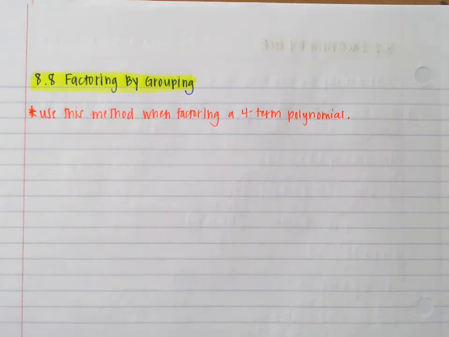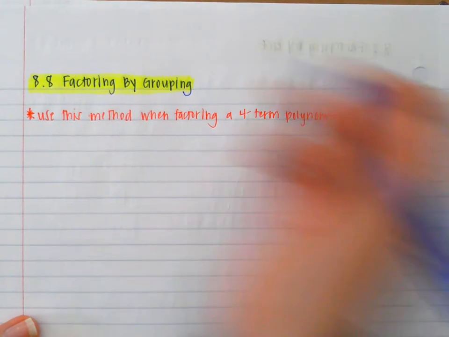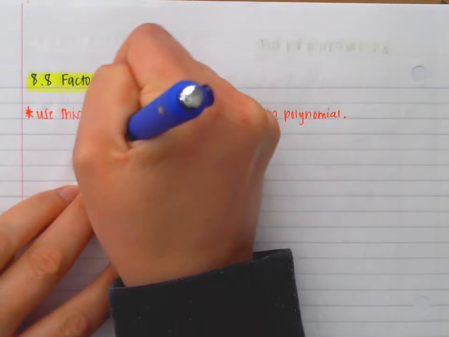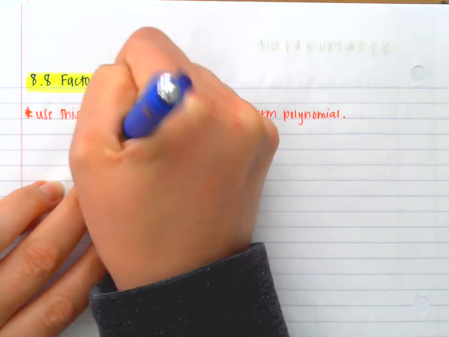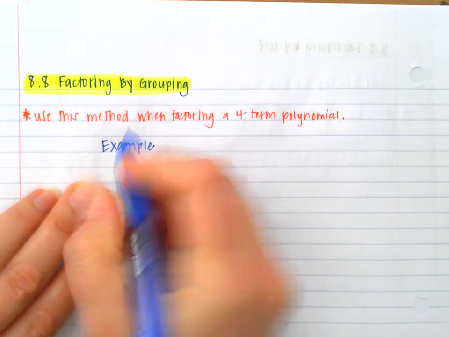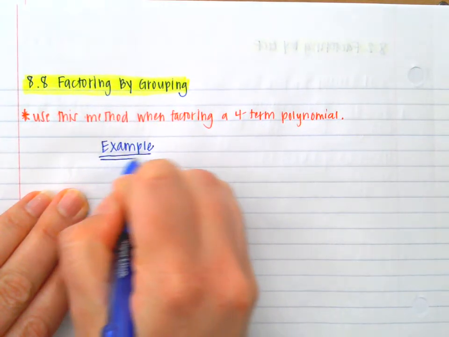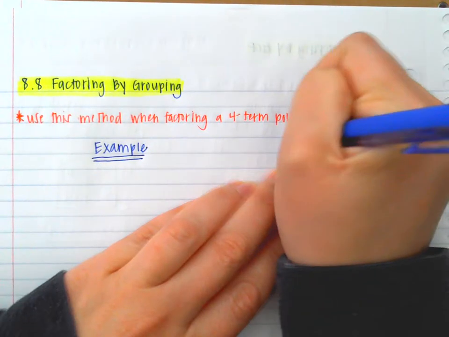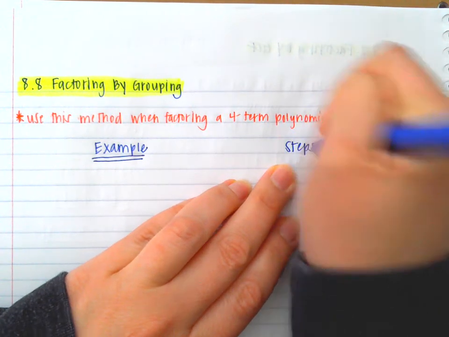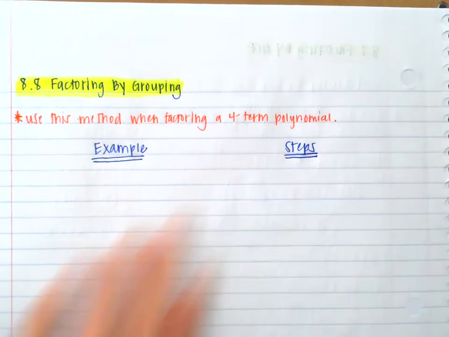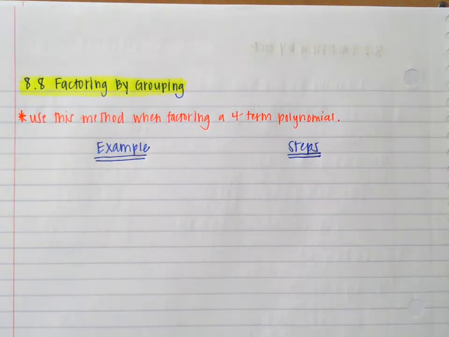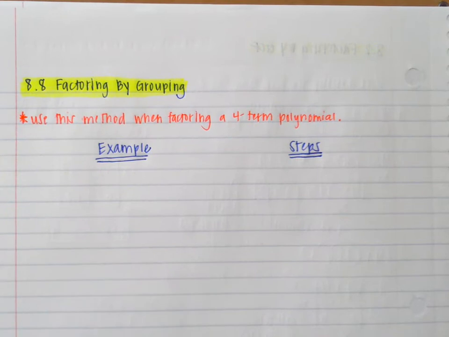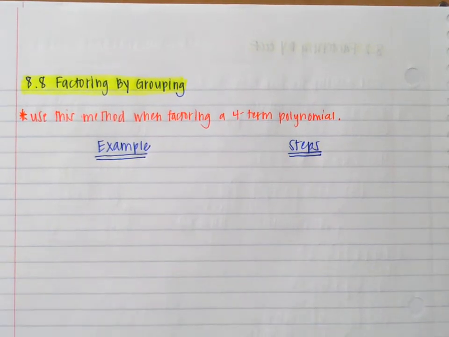Okay, so my steps, let's see. Actually, I'm going to do my example here. I'm going to shake it up a bit. So example, and then my steps are going to be on this side. The example we're going to use today is a basic one, and then we'll amp it up a little bit in some of our examples later.